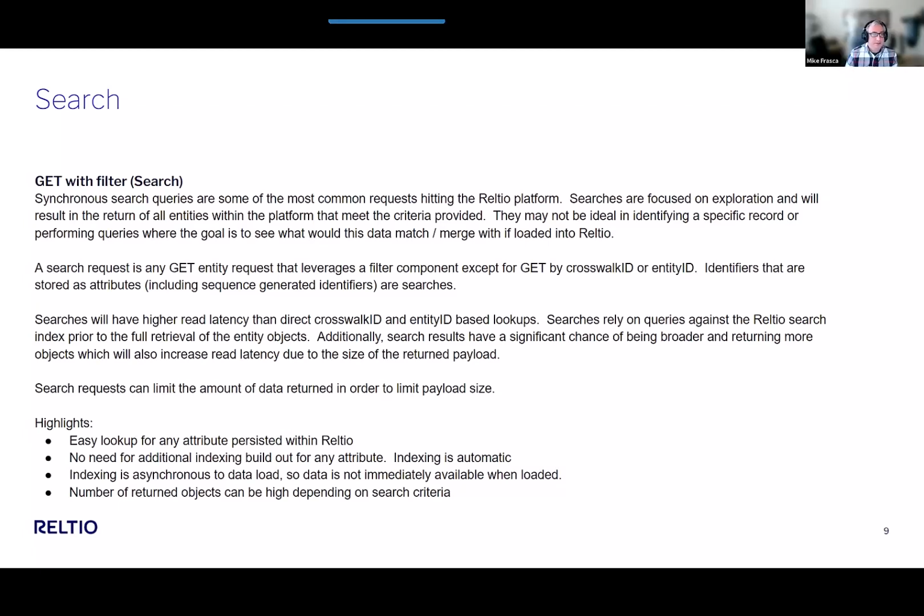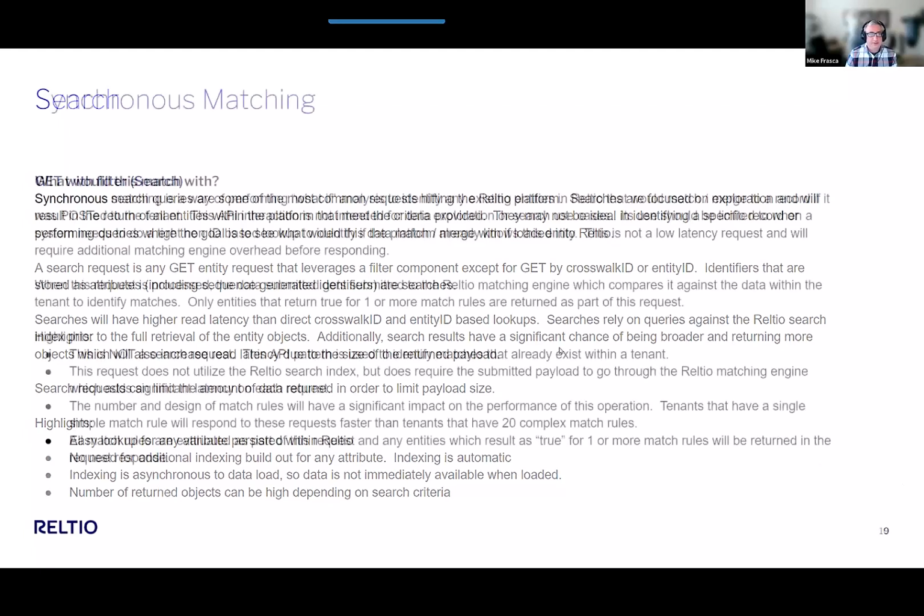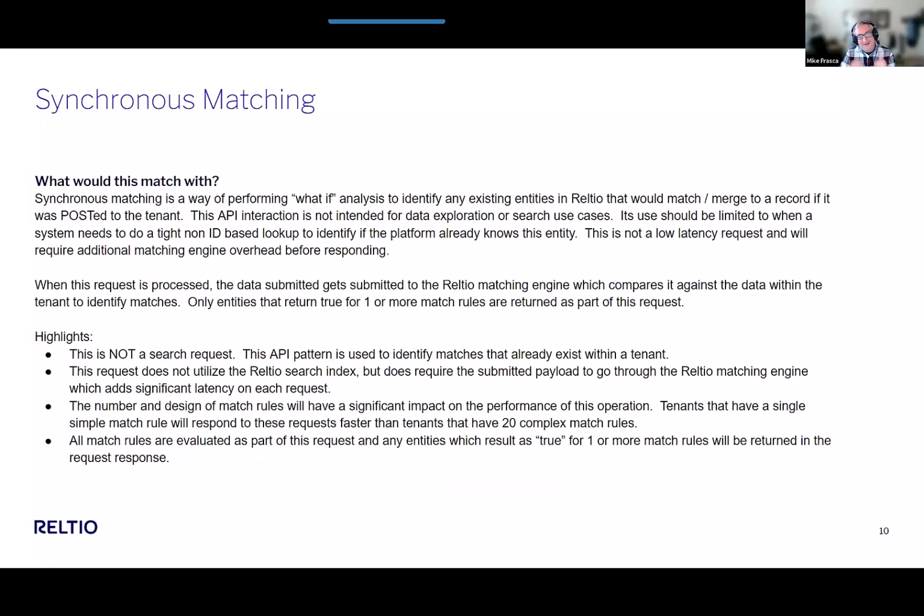Okay, let's hop on to the next slide. So we have one more slide about things that are available today that you can use right now. And so this is synchronous matching. Let's say you don't have an ID to look up. Search is too exploratory, too big, too broad. You want to use your match rules and the matching engine to say, what if I loaded this record? What would you match with? We have a synchronous matching API. This is something that a lot of our customers don't leverage today, which I think could be really powerful in operational applications.